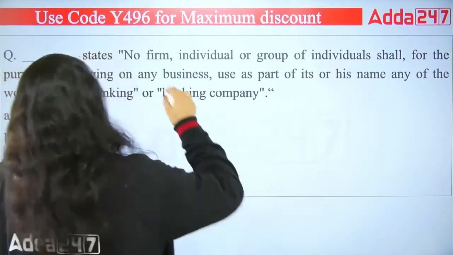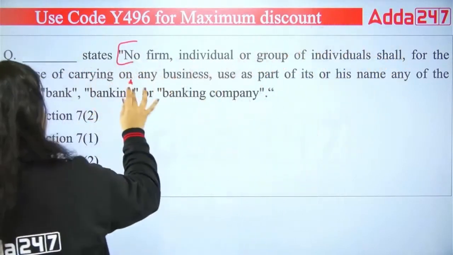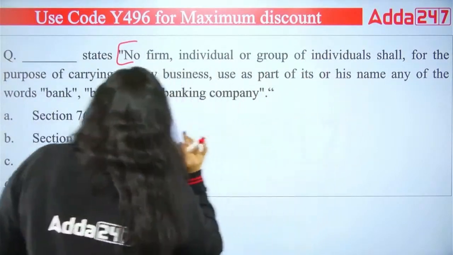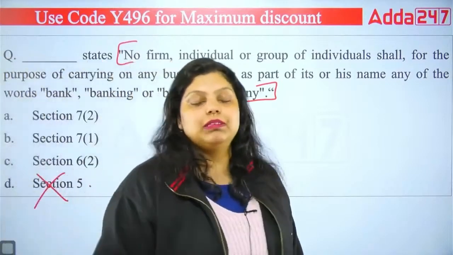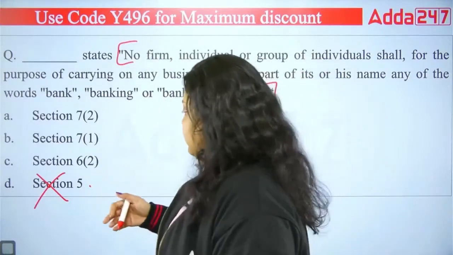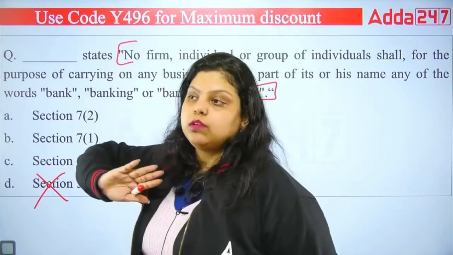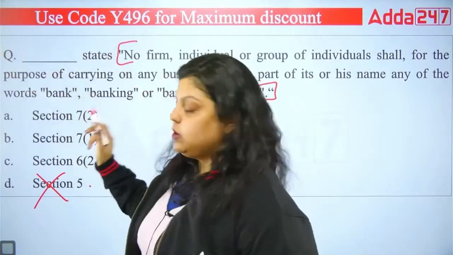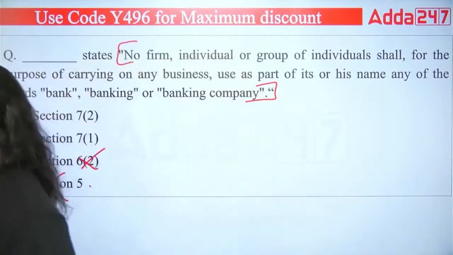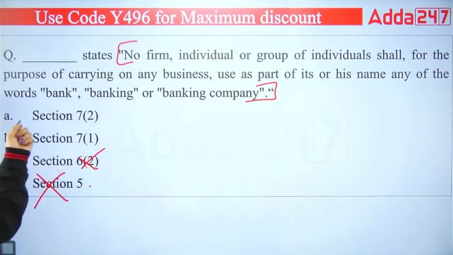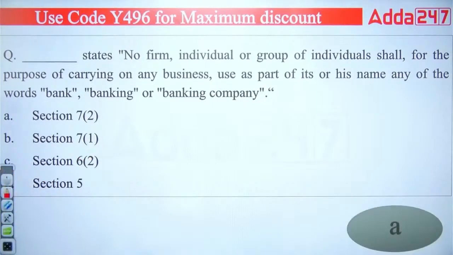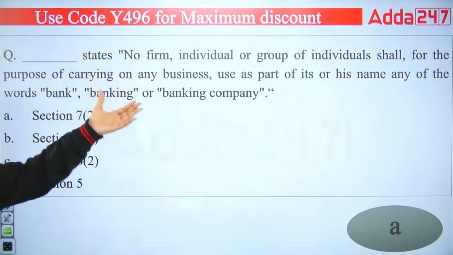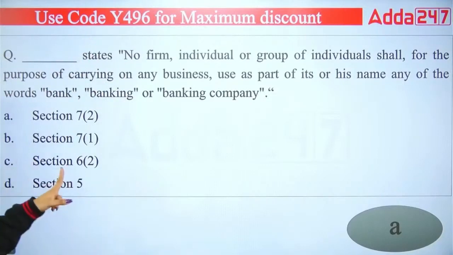Next question. Dash states no firm, individual or group of individuals shall, for the purpose of carrying on any business, use as part of its or his name any of the words bank, banking or banking company. In which section is it defined? Section 7.2, section 7.1, section 6.2, section 5. It cannot be section 5 because I have told you section 5 defines the business of banking, those 3 works that we discussed in the first question. Section 6 talks about the various forms of business, which this is not. So it can be option A or B, and the right answer is option A. It talks about which company will be using the name banking company, banking or banker. So section 7.2 states which firm or individual can use these words or which cannot. So the right answer is A.